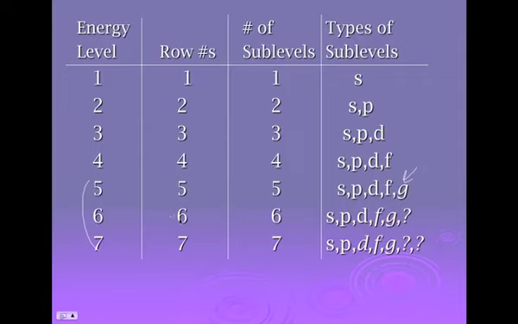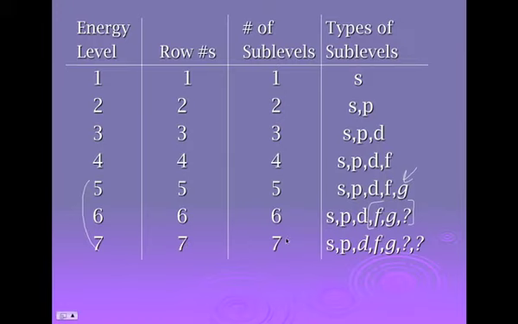Energy level 6 corresponds pretty much to row number 6. There should be 6 sublevels, but again, we only currently have S, P, and D. There is no 6F. There is definitely no 6G, and I don't know what they're going to call whatever the 6th sublevel is. And then energy level 7 kind of goes back a little bit more.